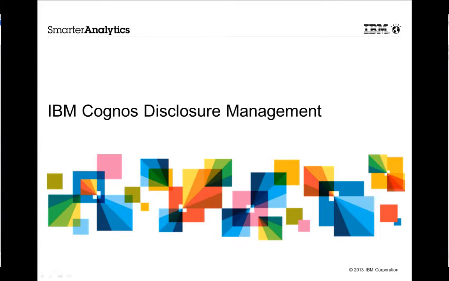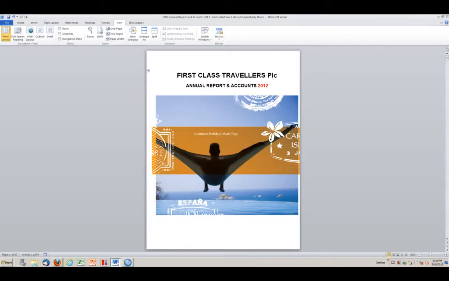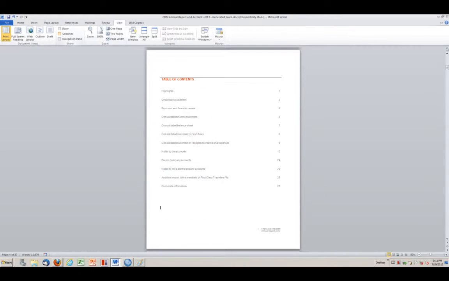Most organisations today produce dozens, if not hundreds, of internal and external reports and documents. Let's take a look at an example of what they are typically producing. Our document is a combination of words or narrative, numbers and charts.